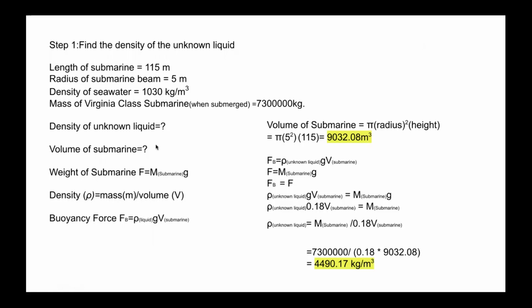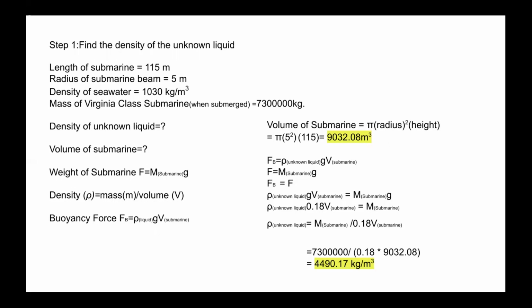The first thing is that we define the volume of the submarine. We will consider the volume of the submarine as if it is a cylinder. A cylinder's formula is pi multiplied by radius squared multiplied by height. If 5 meters and 115 meters, the radius and the length of the submarine, are put into this formula, we get that the volume of the submarine is 9,032.08 meters cubed.